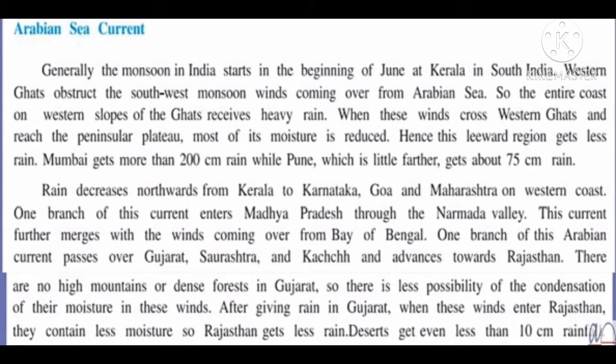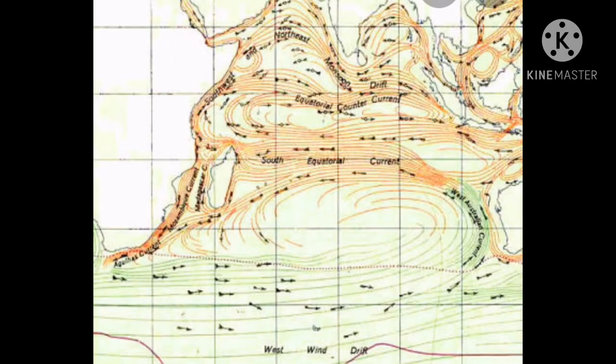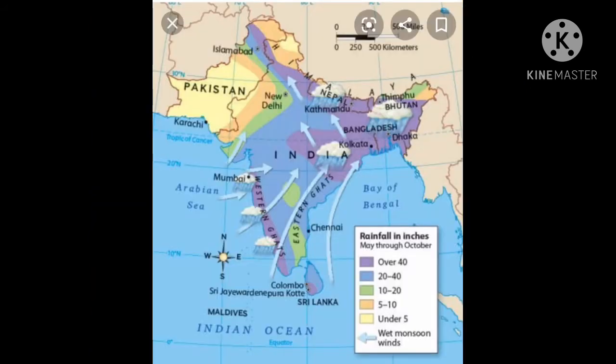So what happened here? As Western Ghats obstruct the southwest monsoon winds, this entire coast on western slopes of the Ghats receives heavy rain. When these winds cross Western Ghats and reach the peninsular plateau, most of its moisture is reduced. Hence, this leeward region gets less rain. Mumbai gets more than 200 cm rain, while Pune, which is a little farther, gets about 75 cm rain.